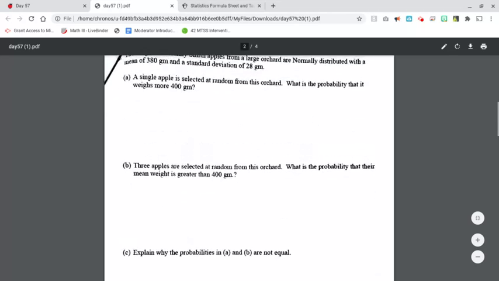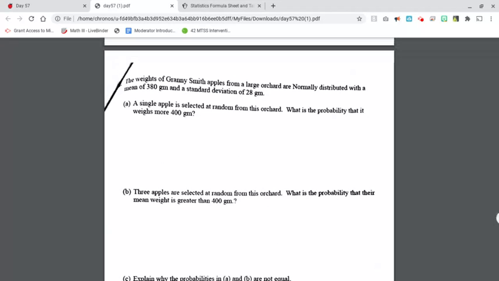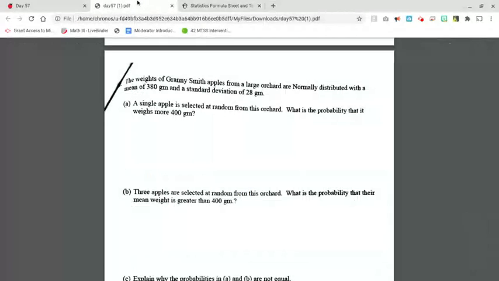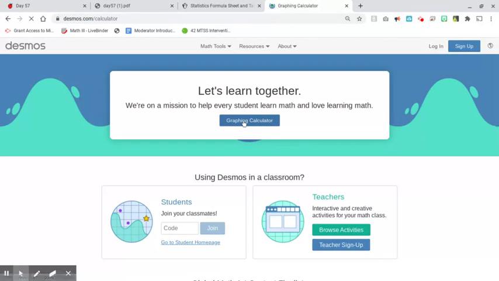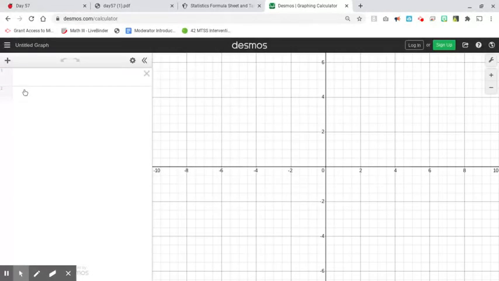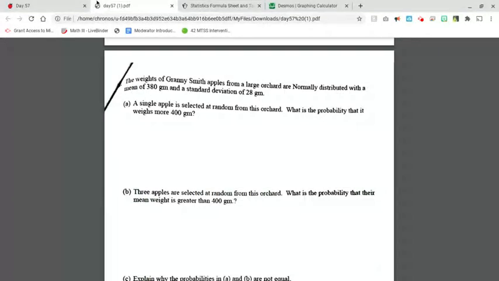In B, it says 3 apples are selected from the orchard. So what's going to change is the standard deviation. We're going to use our formula, it's going to be 28 over the square root of 3. If we go into Desmos, I can pull that up. Our new standard deviation for B, instead of 28, is going to be 28 over the square root of 3. So 16.17 would be our new standard deviation.